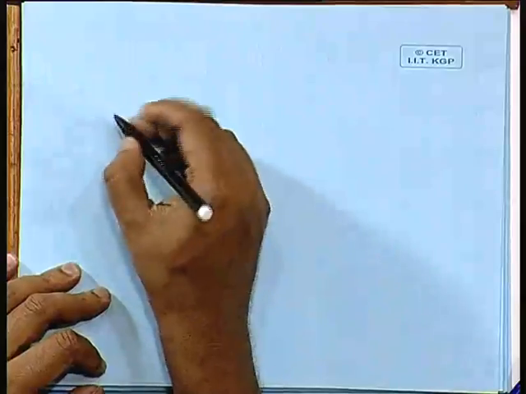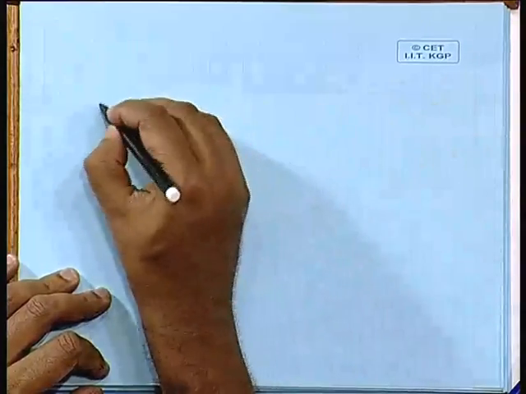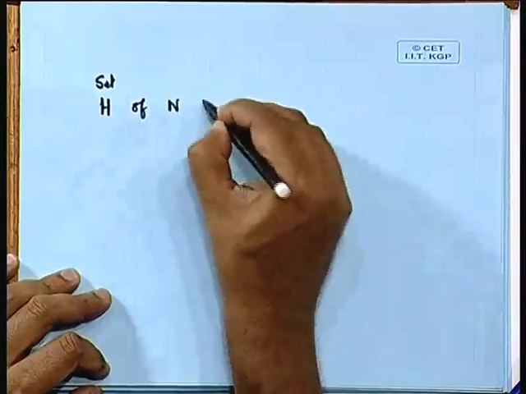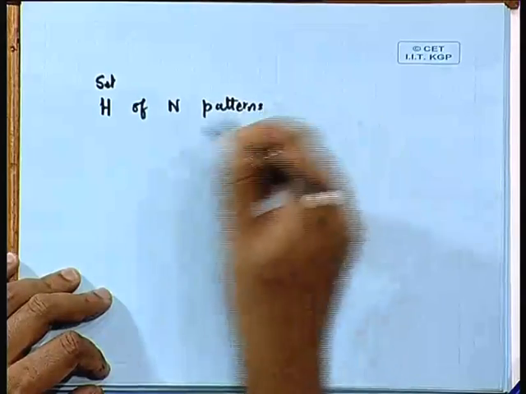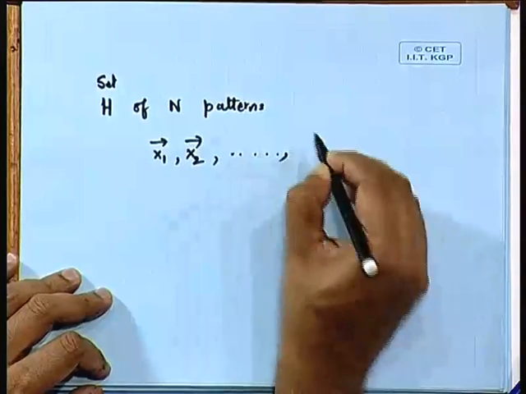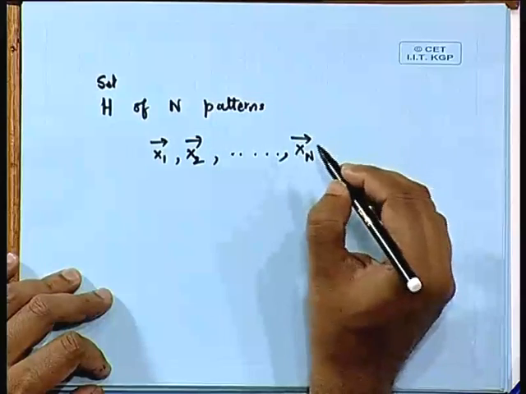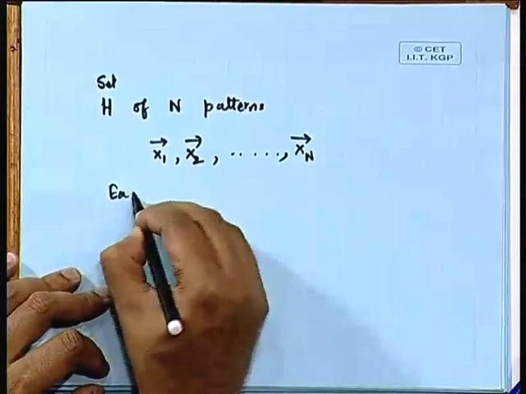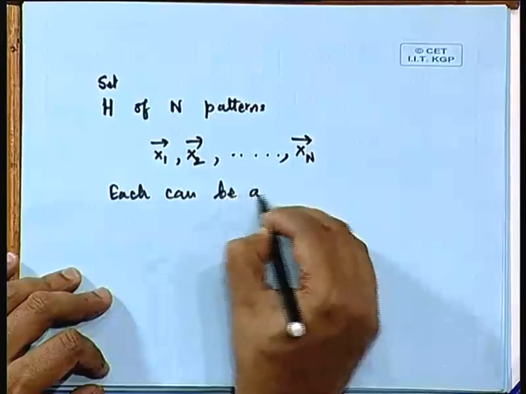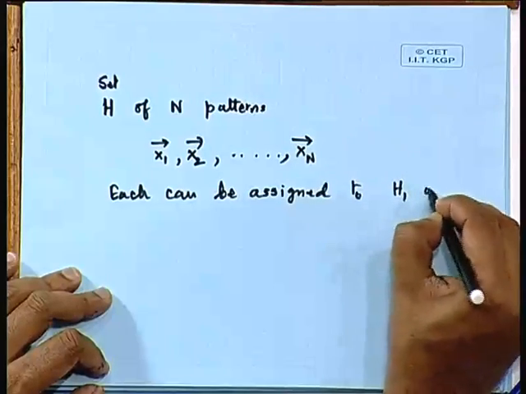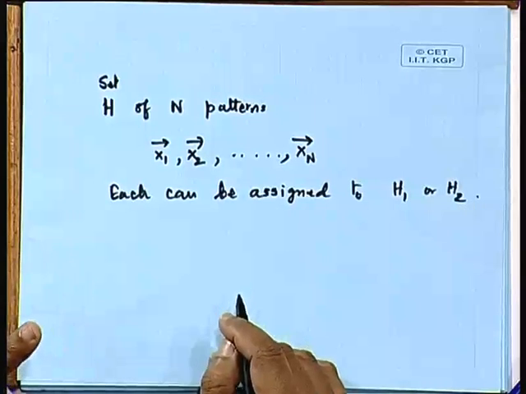Now, in order to discuss that, let us consider a set of patterns. We define a set H of n patterns. Let us denote them as x1, x2 up to xn. Each of these n patterns can be assigned to two classes, H1 or H2. So, there are just two classes.